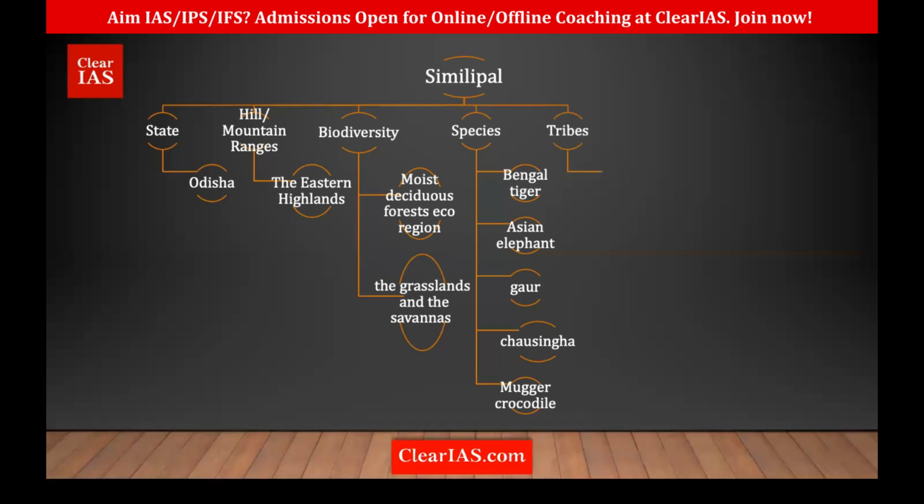Then if you're talking about the tribes in Simlipal, we have Ho and Santal tribes. So if you're talking about Santal tribes and Ho tribes, to which part of Odisha would this Simlipal be? Yes, to the northwest part, that is near to the Jharkhand region. We can see the map after this and understand where exactly Simlipal is. Just remember, since there are Ho and Santal tribes, it will be near to the Jharkhand region.